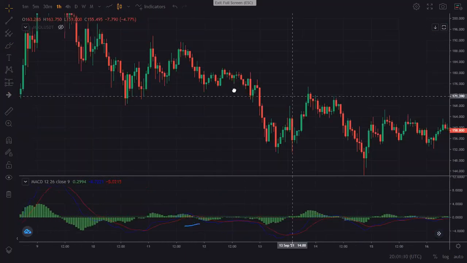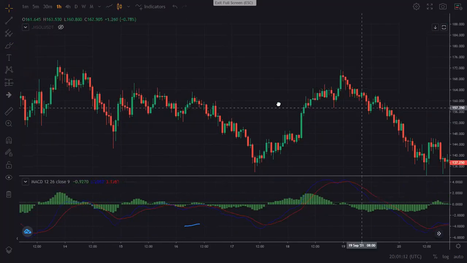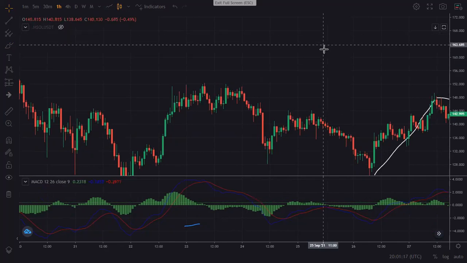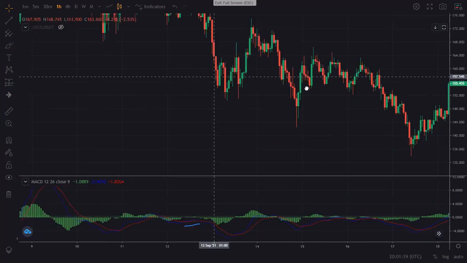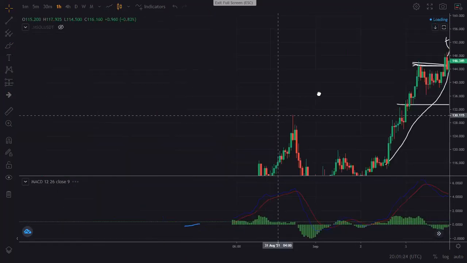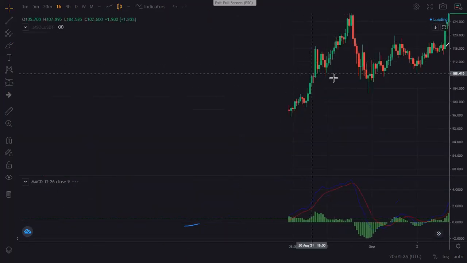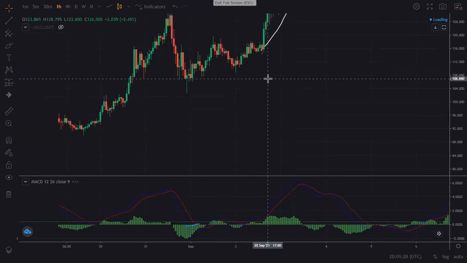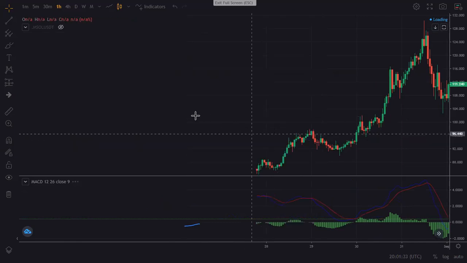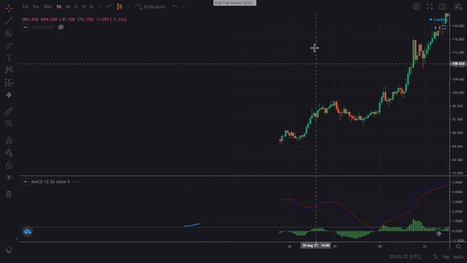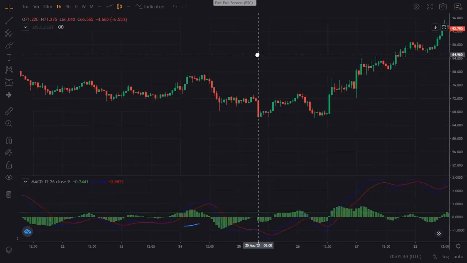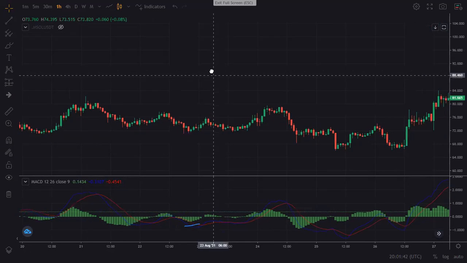So let's look for another ranging market. I think that should be the last example we'll give for ranging market. The network is a bit delaying. Okay, here is a ranging market.